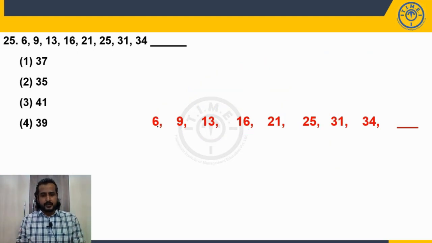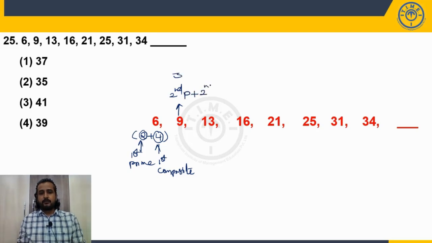Let me explain that. This 6 is 2 plus 4. Here 2 is the first prime, and 4 is the first composite. Clear? 2 is the first prime number and 4 is the first composite. Now applying the same, what is the second prime? 3. Plus, what is the second composite after 4? 6. So 3 plus 6 is equal to 9. Clear? You are able to understand now?